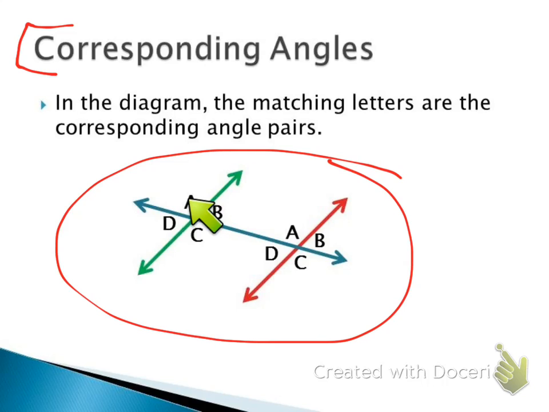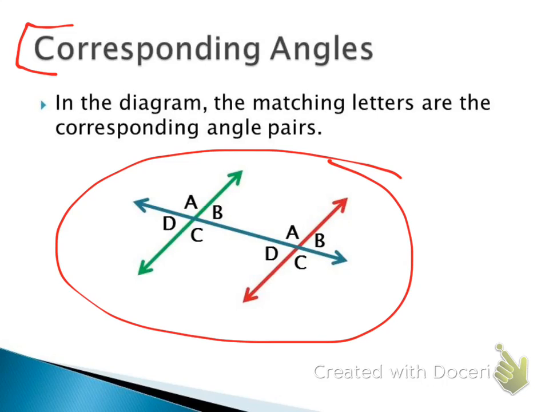So A and A are corresponding, B and B are corresponding, C and C are corresponding, D and D are corresponding. The reason that they're corresponding is they're in the same position related to the intersection point. So if you focus in on these intersection points here and here, both of the A's are to the upper left, kind of just right above it. And then to the right you have the B's, below the intersection point you have the C's, and then off to the left you have the D's. So the ones in the exact same position are the corresponding angles.